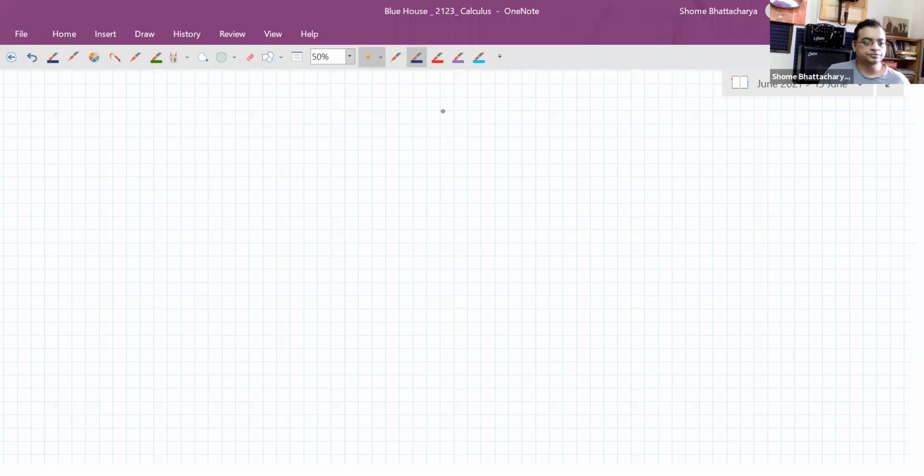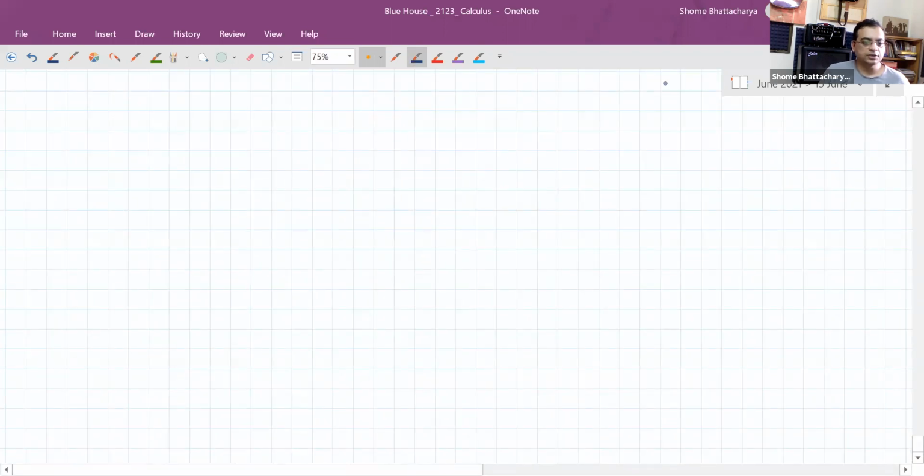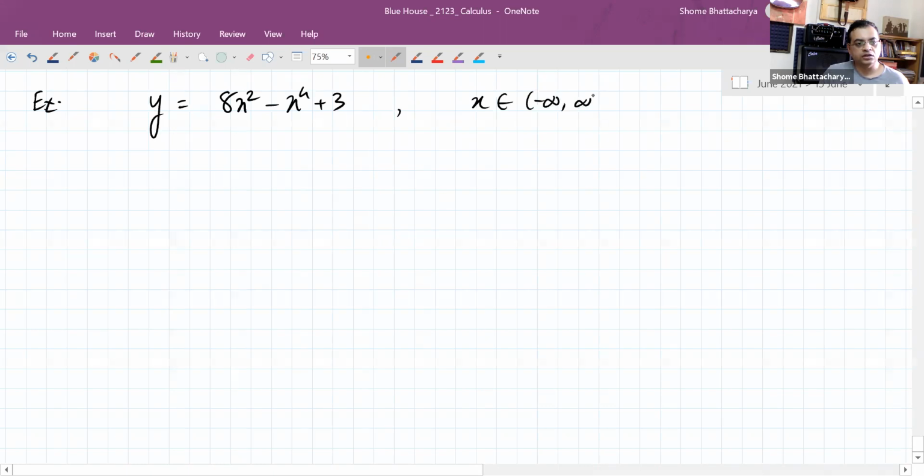Okay, now let's apply all this to an actual example. So this becomes 100% clear how we do this. Okay. So we'll take a function like this, y is equal to, let's say, 8x square minus x to the power 4 plus 3. And we're taking the natural domain of the function. So that's all real numbers.